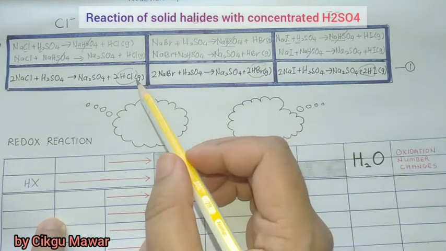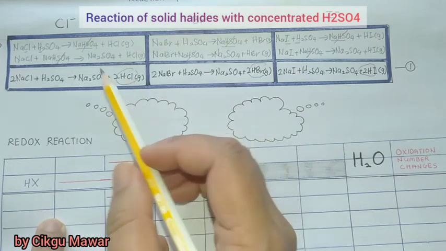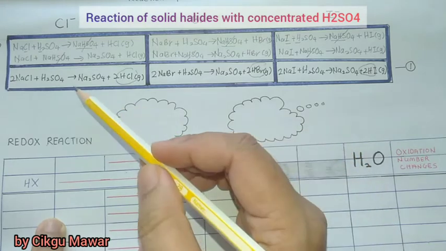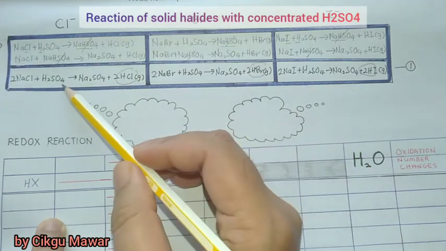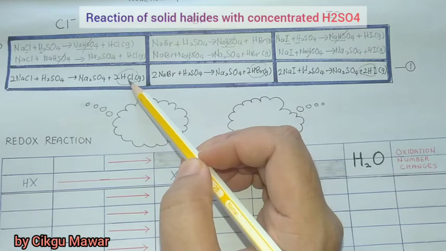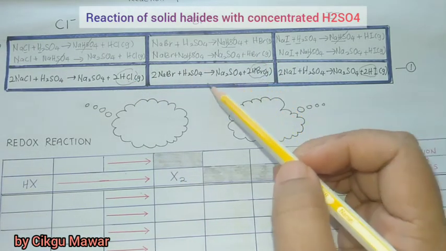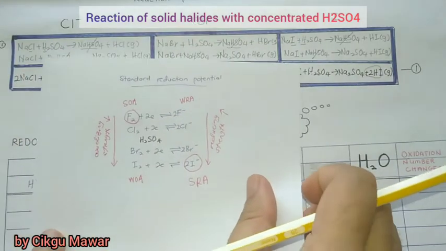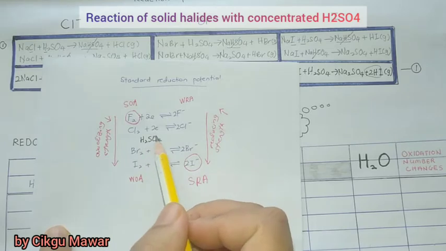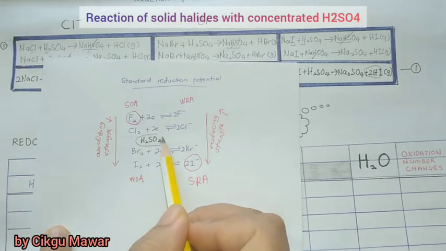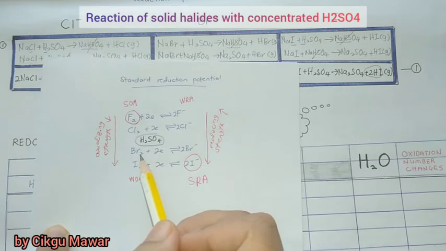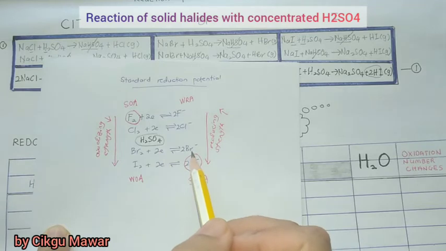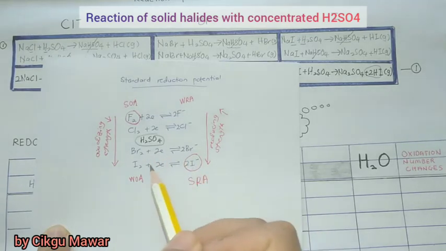How about the reaction of HCl with sulfuric acid? Because this is still in the same test tube. How about the reaction of sulfuric acid with hydrogen chloride gas, and hydrogen bromide gas with the sulfuric acid? We refer back to our standard reduction potential here. Since sulfuric acid is a stronger oxidizing agent than bromine and iodine, sulfuric acid is able to oxidize bromide to bromine and iodide to iodine.